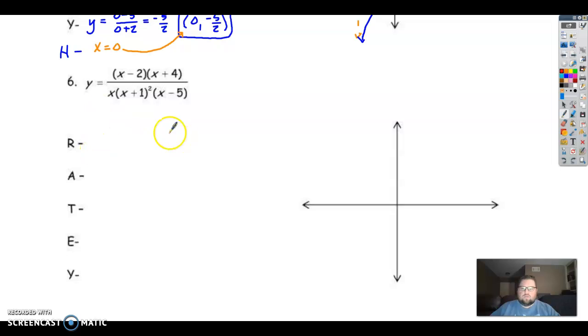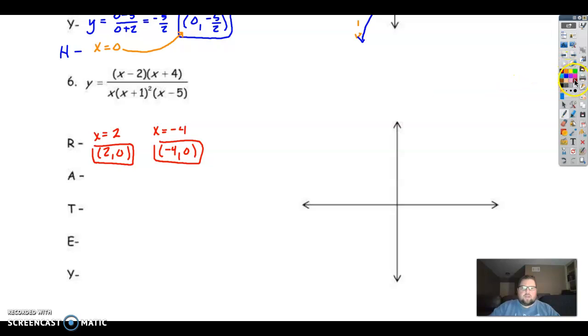Alright, so we're actually going to have two different roots because we have two different factors up here. So we're going to have x equals 2, so that gives me 2 comma 0 as a root. And then this one would be x equals negative 4. So that gives me negative 4 comma 0 as another root.